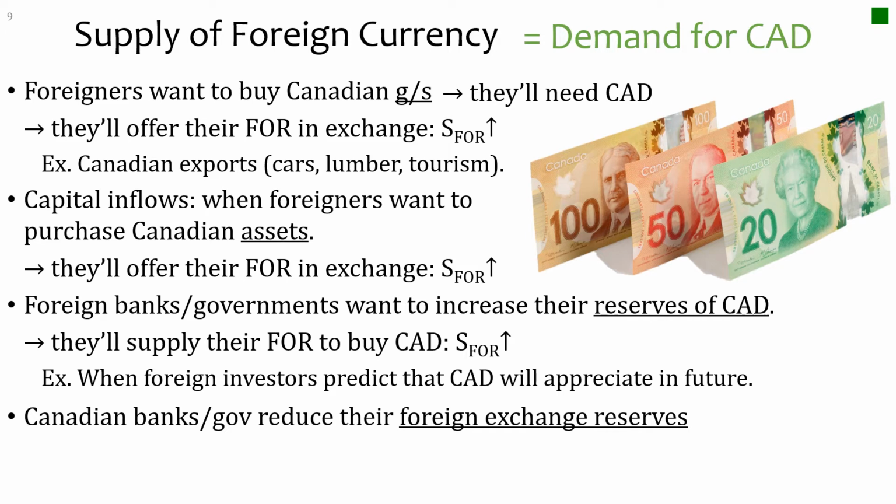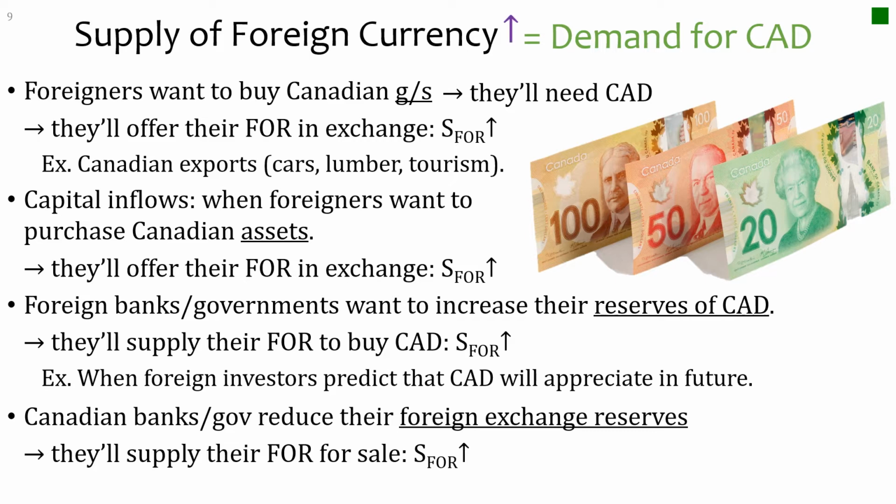Another example is if Canadian banks and governments reduce their foreign exchange reserves. Okay, so if our banks and our government don't like to keep foreign exchange reserves, what happens is that they're going to supply their foreign exchange for sale. So there's going to be an increase in the sale of foreign exchange.